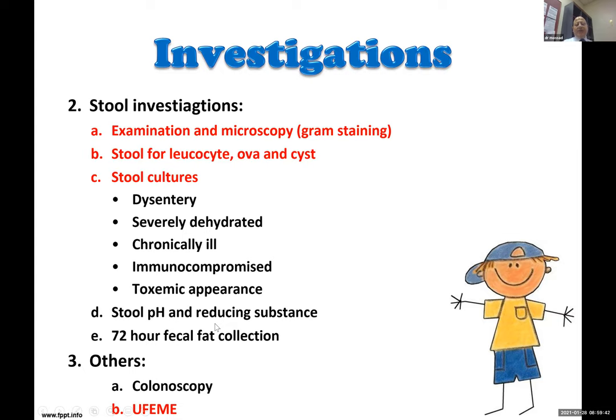Stool pH, okay, is very important for reducing substances if you are suspecting malabsorption or lactase intolerance. A 72 hour fecal fat is very important in cases like cystic fibrosis and malabsorption. For chronic cases, we may need colonoscopy. If I suspect this is parenteral diarrhea secondary to UTI, I will do urine analysis. If I suspect it is secondary to dengue, I may need a dengue test if there is fever and diarrhea. So it depends on the expected situation. Others.